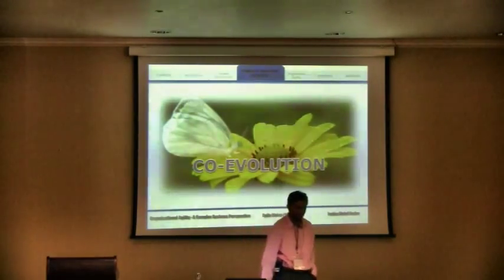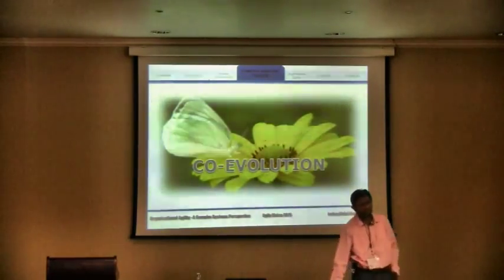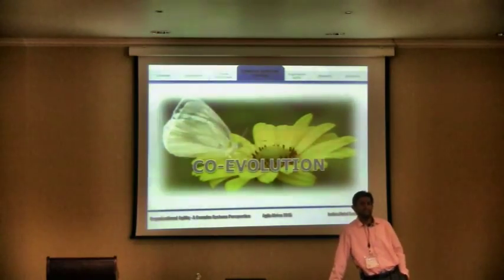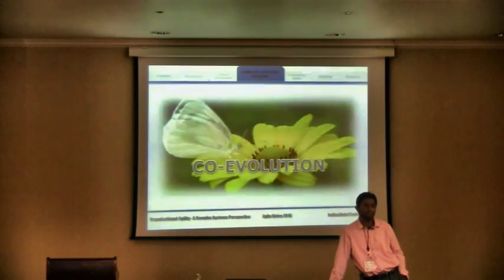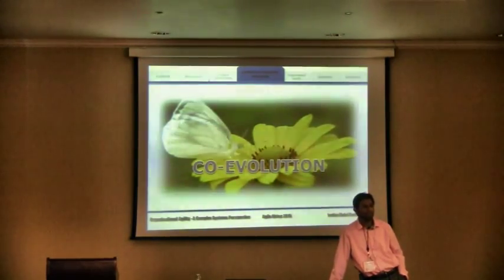Co-evolution. Co-evolution is all about saying, if I have a butterfly and I have a flower, the butterfly does not exist without the flower, and the flower cannot exist without the butterfly. The butterfly helps the flower pollinate, and in the same vein, the flower feeds the butterfly, and they coexist together.